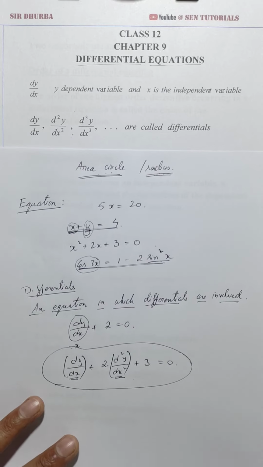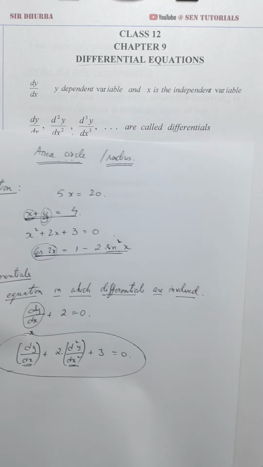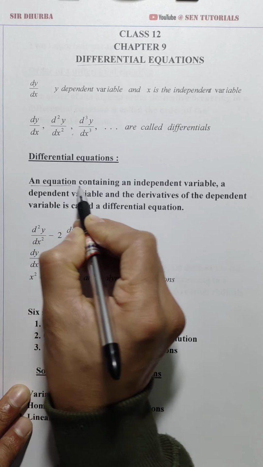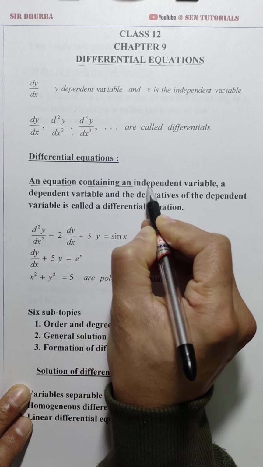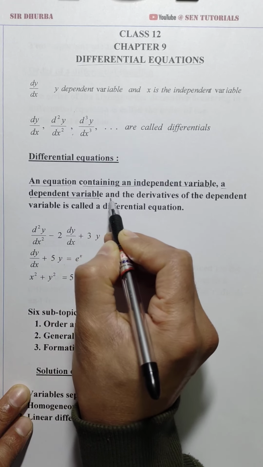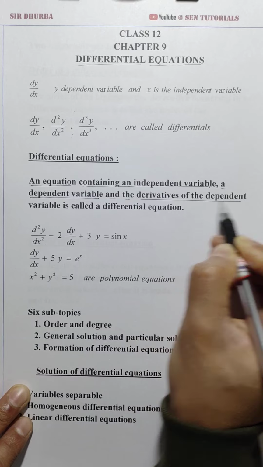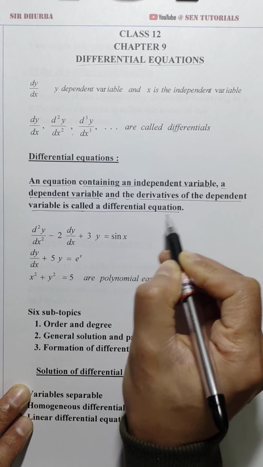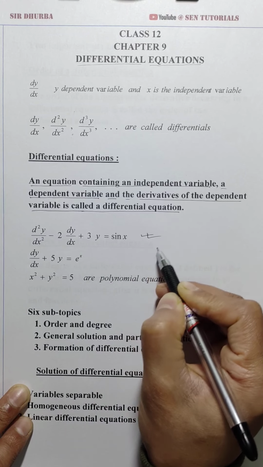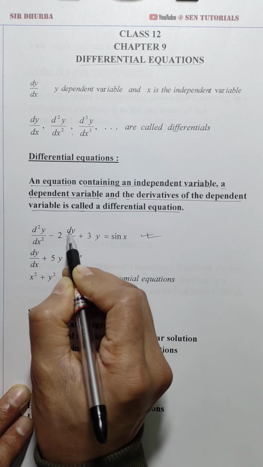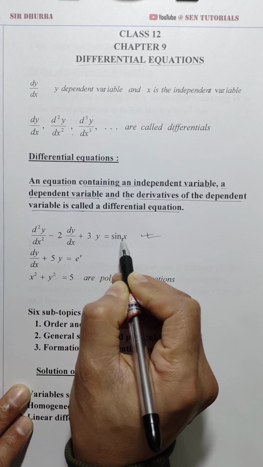So mathematically, what is a differential equation? It is an equation containing an independent variable, a dependent variable, and the derivatives of the dependent variable is called a differential equation. For example, like this: d square y by dx square minus 2 dy by dx plus 3y equal to sine x.